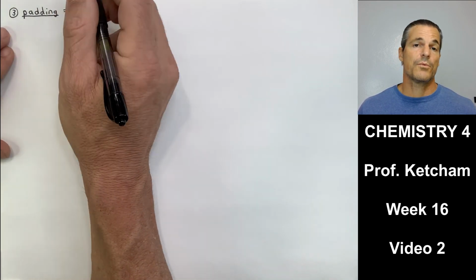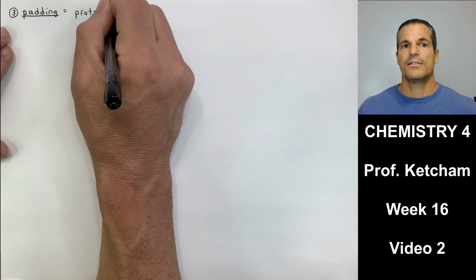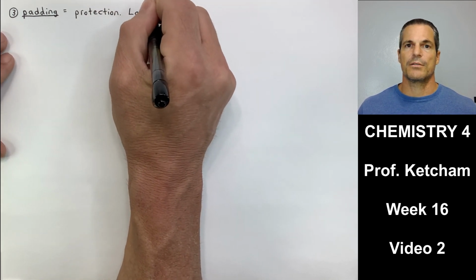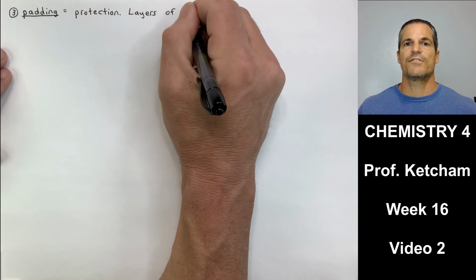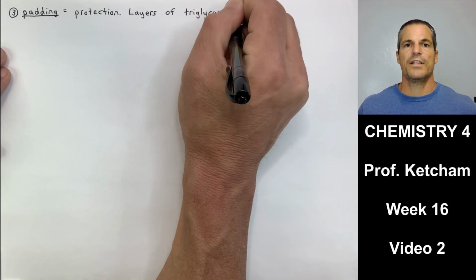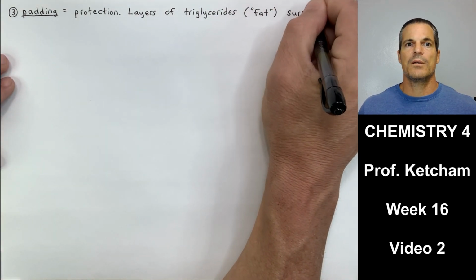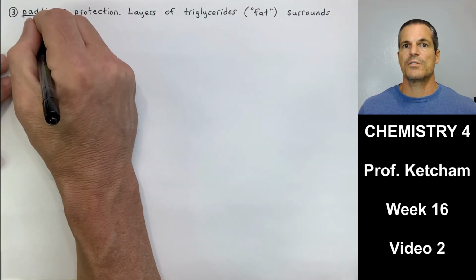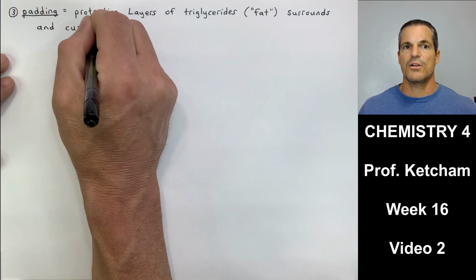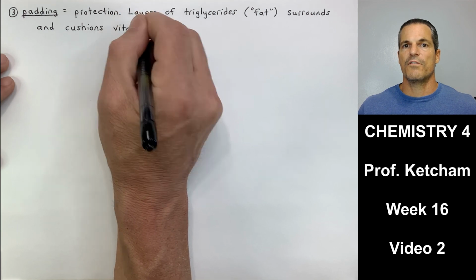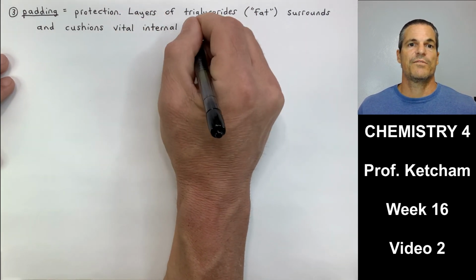And the third one is padding, protection. These layers of triglycerides protect all their internal organs from outside predators who may want to bite them, or if they're in dangerous situations just in nature. This cushions all their vital organs and then protects them from outside elements.